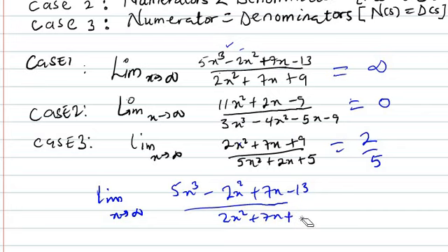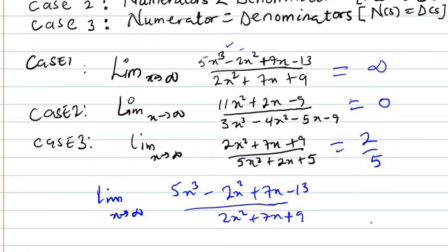So by inspection, the degree of the numerator is greater than the degree of the denominator. Here we have power 3, here power 2. So as we already know, the limit is equal to infinity. We are going to use a numerical method to find the given answer.